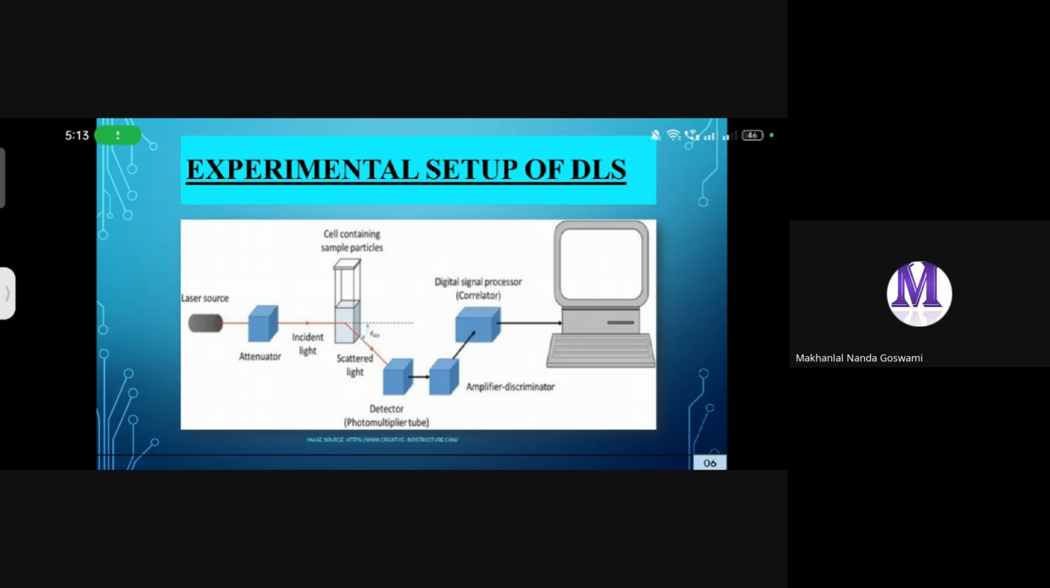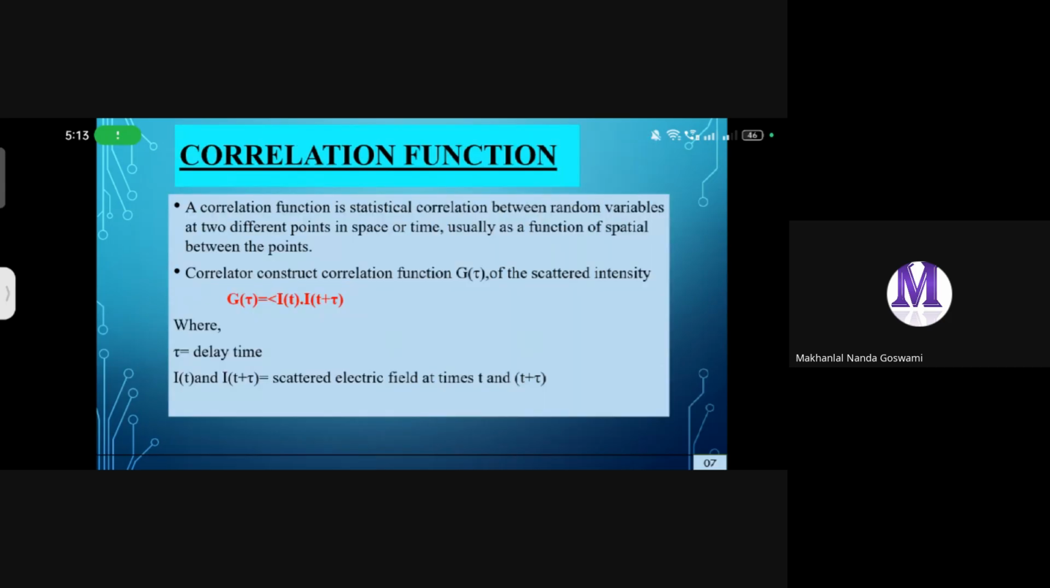And finally, a computer receives the data from the correlator and uses sophisticated algorithms to quantify the particle size distribution, giving us valuable insight into the sample characteristics. So now here comes the correlation function.